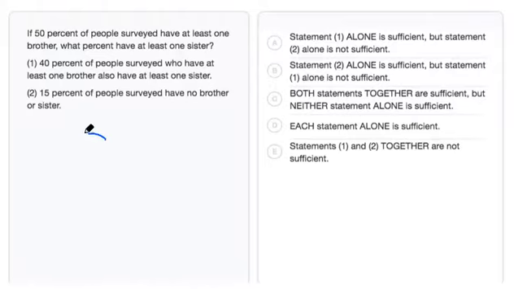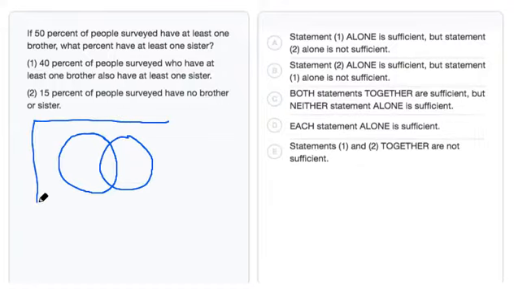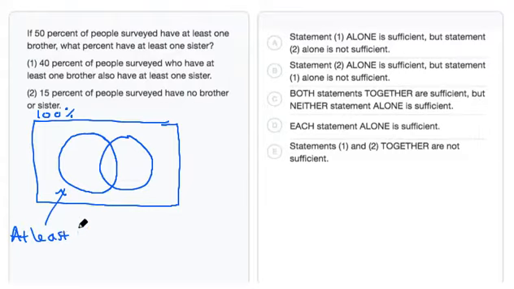Let's construct a diagram since we're talking about percents. This will be a diagram of the percentages for at least one brother and at least one sister. Now this is contained inside a 100% environment. So this percentage is 100%. This circle down here could represent the percentage of people having at least one brother, and this other circle would be our percentage of at least one sister.